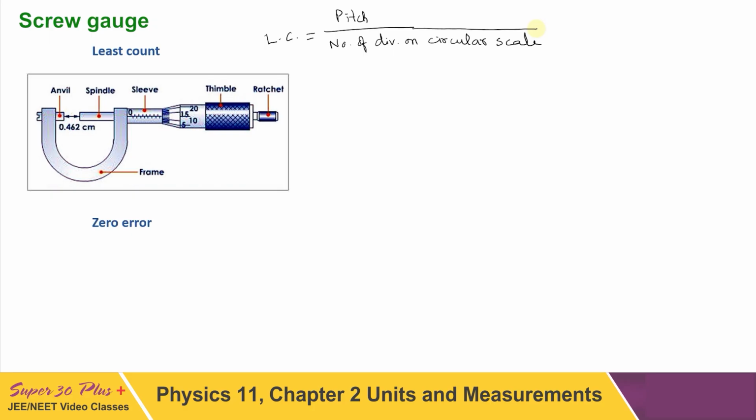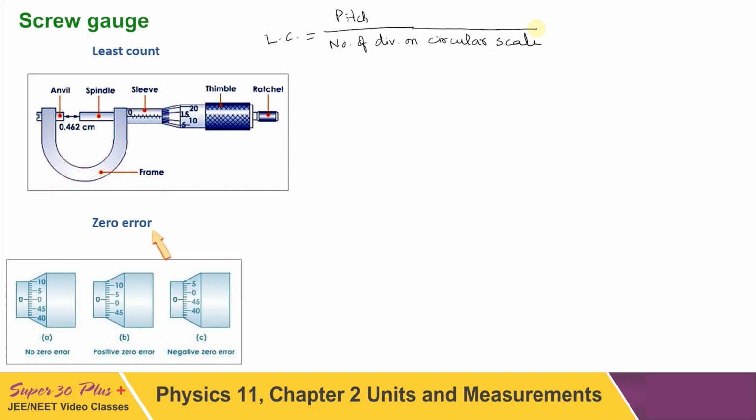Now let us come to zero error. How is zero error checked? Again, when no object is placed between the studs, 0 of the circular scale should coincide with the reference line. Then it is called there is no zero error. If the instrument is new, it is perfect, so no zero error would be there. But if it is not the case, then we have to check whether 0 is below the reference line or above the reference line.